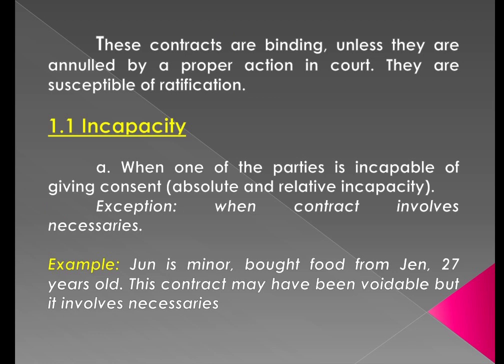Here's an example, but take note, only one party here is incapacitated and the other one is capacitated. Dahil kapag parehong incapacitated, it will fall on an unenforceable contract. Example, June is a minor. He bought food from Jen, 27 years old. This contract may have been voidable, but it involves necessaries. Ano nga ba itong mga necessaries na ito? Ito yung mga food, water, shelter, clothes, and others. Therefore, this contract is what we call perfectly valid, and this is not voidable.